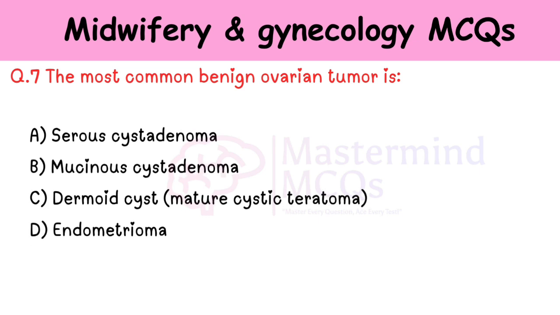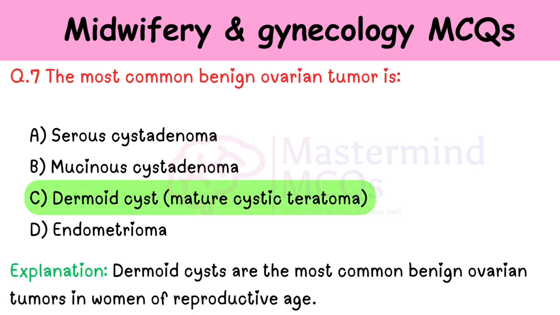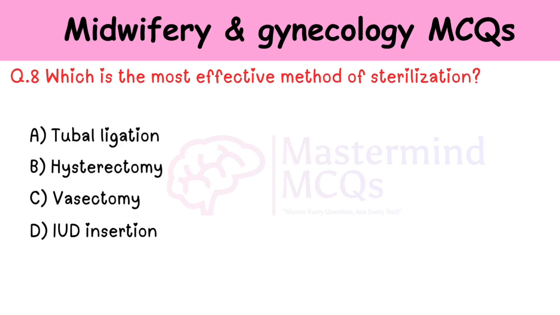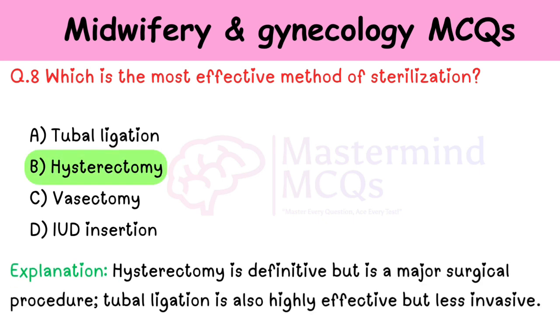The most common benign ovarian tumor is C. Dermoid cyst, mature cystic teratoma. Which is the most effective method of sterilization? B. Hysterectomy.